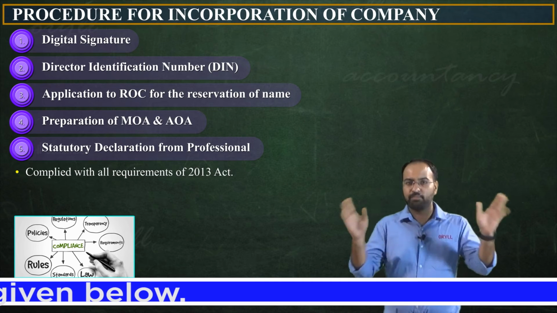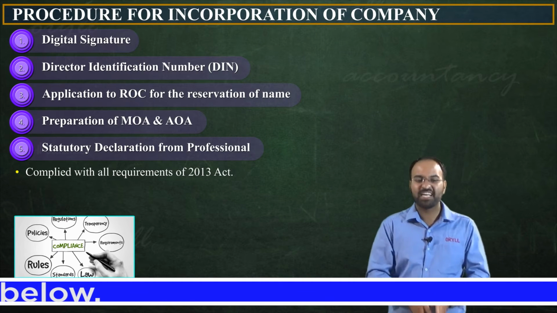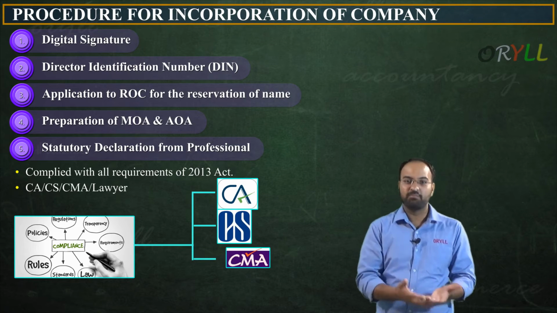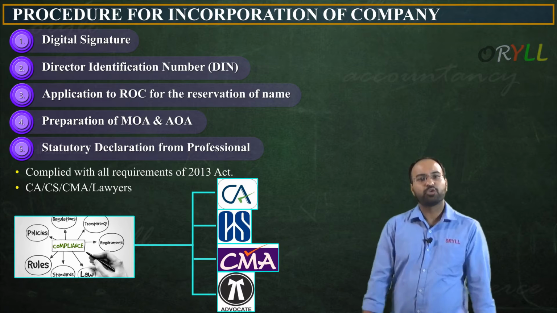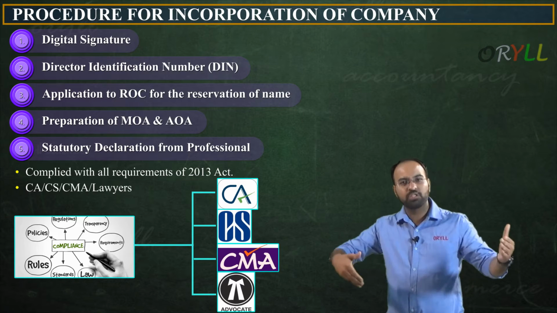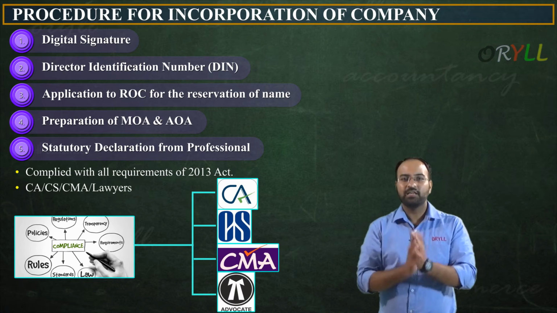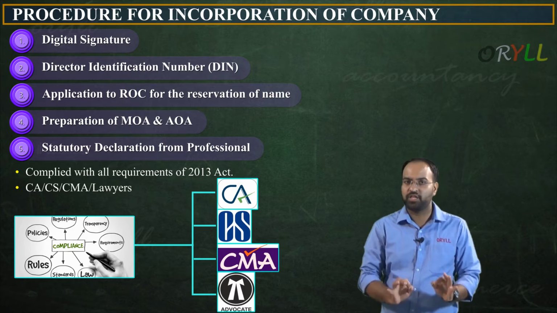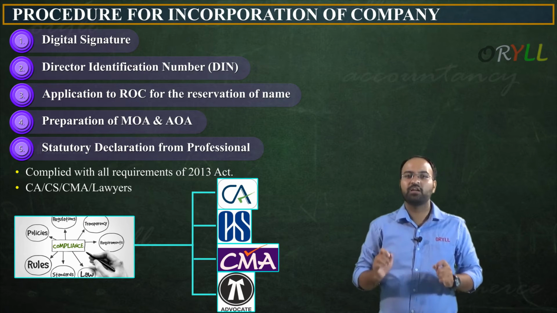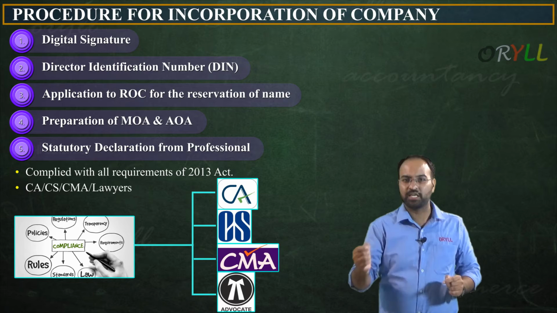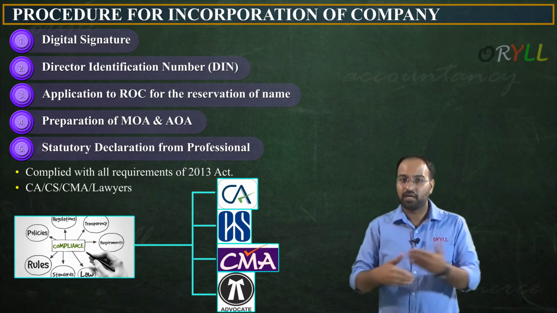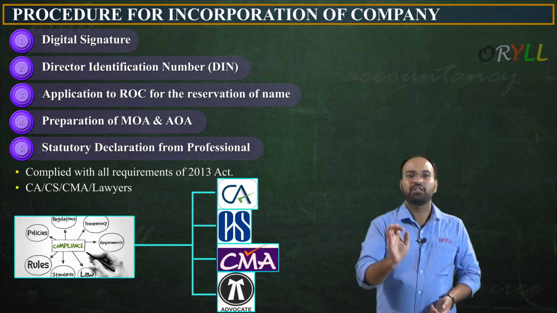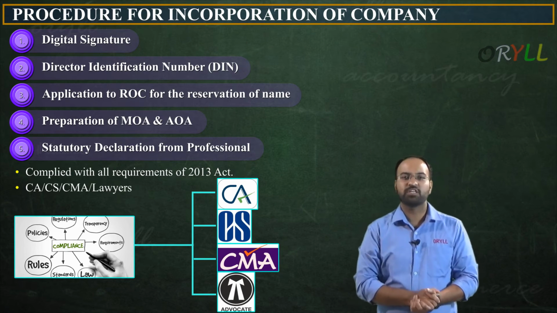Hence, after preparing the memorandum and articles, we have to take them to certain professionals like a chartered accountant, company secretary, CMA, or lawyer, and say to them, boss, you have more knowledge in this field. Go through these documents, and if you are satisfied that we have complied with all the requirements and followed all the laws, then please give your signature. Then these professionals will sign and give in writing that yes, we have completed all the requirements of the Companies Act, and we have prepared the memorandum and articles as per the Companies Act 2013.